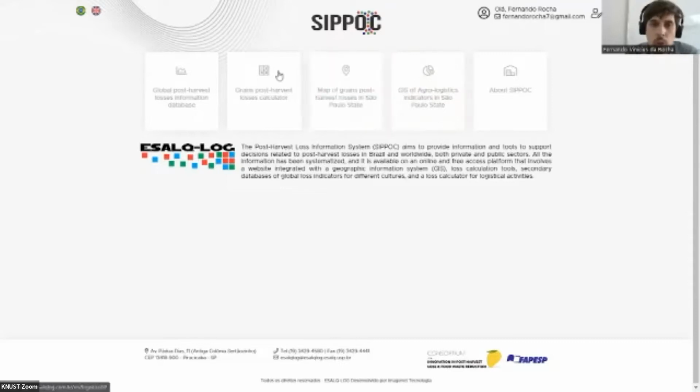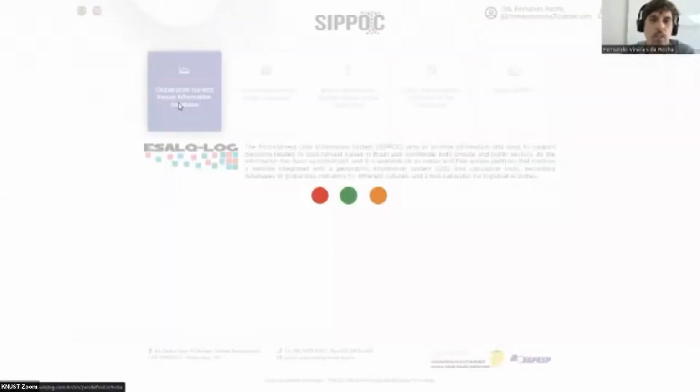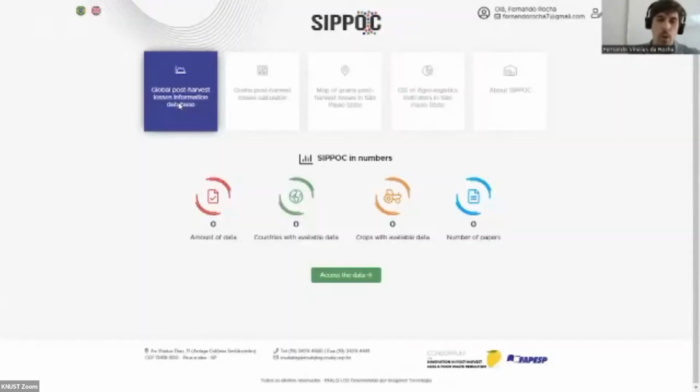So we want to make these tools and this data available for even more places, even more locations. And if you have some university, if you have some group that is interested in this kind of work, let's talk later. Let's talk about this in future opportunities. But today, let's focus on the global post-harvest loss information database. So accessing SIPOC, you have access to these 4 tools.